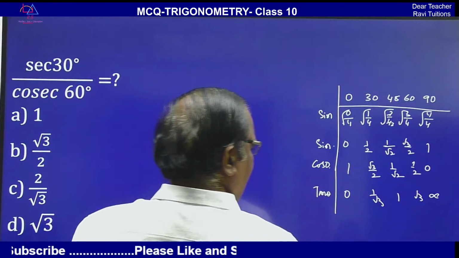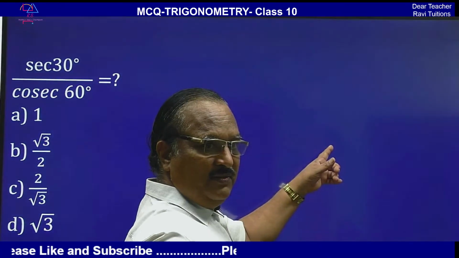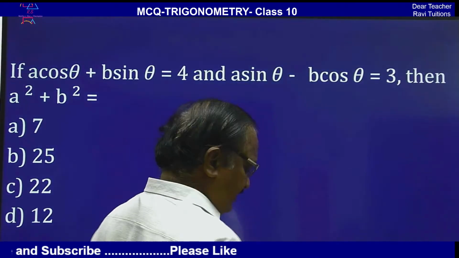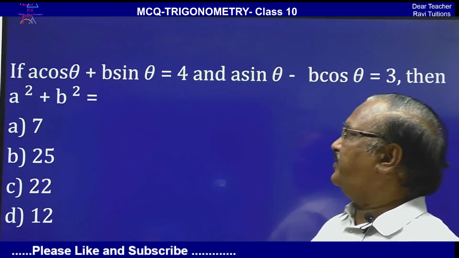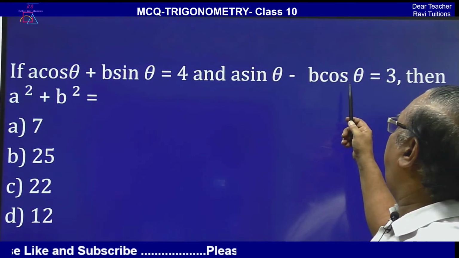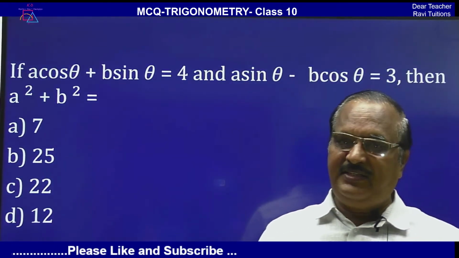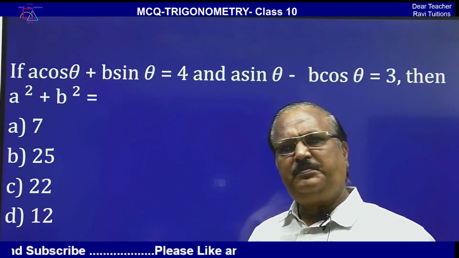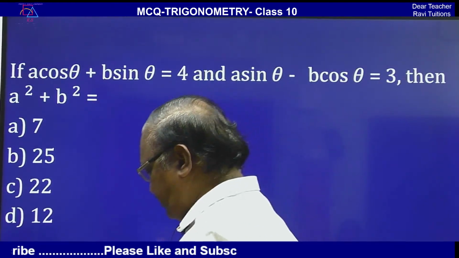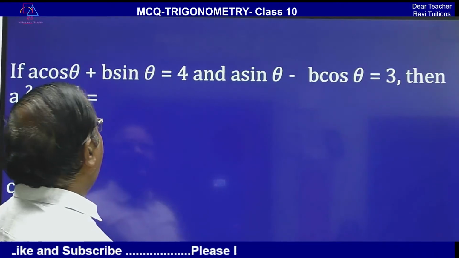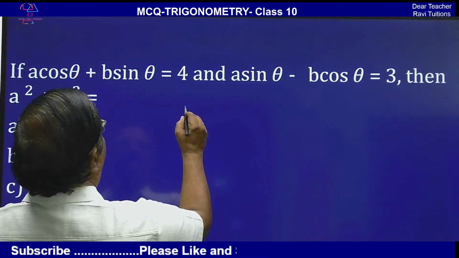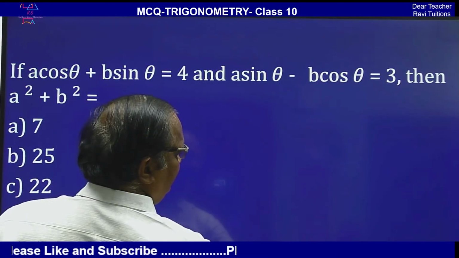So let me take, is there anything? So next this one. This is also one of the higher order thinking questions. A cos theta plus b sin theta is equal to 4. A sin theta minus b cos theta is equal to 3. Find a square plus b square. It is a subjective question as well. Let us do this question so that both ways it will be useful.